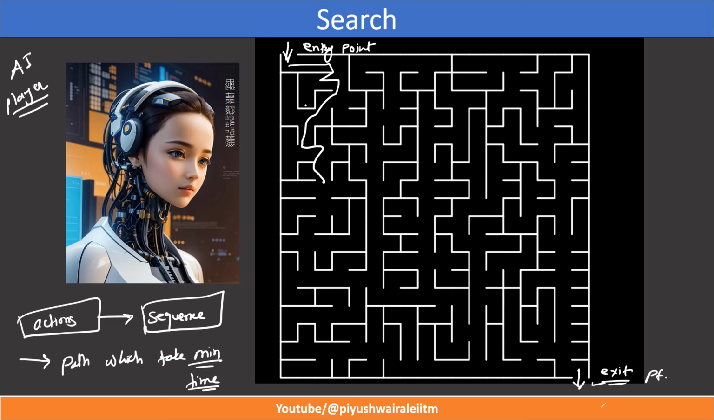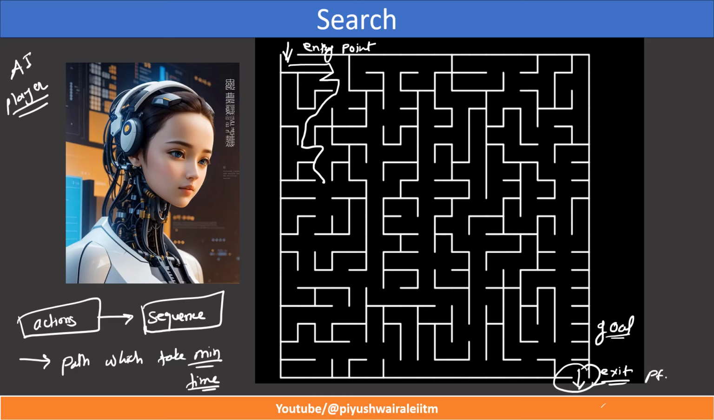So it's not like I enter this point on Monday and after 1 year I come out from this particular exit point. No, we have to find the minimum path so that I can approach this particular exit point, which is our goal, right? So that's the basic thing. So that's the thing about search.